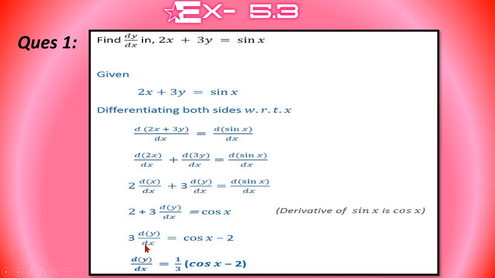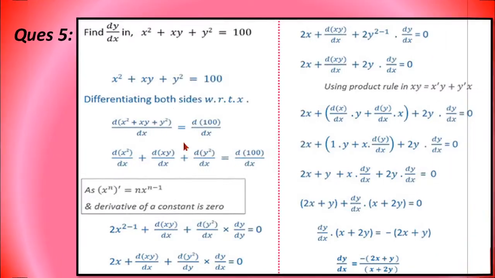Now again, keep this dy by dx on one side and let's shift everything else to the other side. Cos x minus 2 upon 3 is the final answer. Question number 5. Here, let's differentiate both sides with respect to x. What is the derivative of x square? That will be 2x, because the power will come in front and the power will be reduced by 1. So it will be 2x.